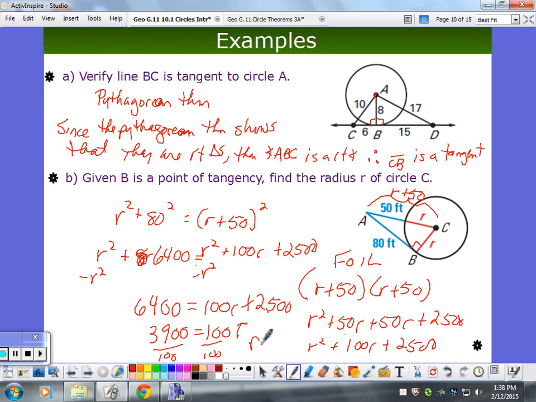So R equals, looks like 39. Now I'm just checking. Is that what they asked for? Yes. Find R. They could say find AC. So be sure you're reading the question and answering the question. What is AC? 39 plus 50. So make sure you're answering what they want.